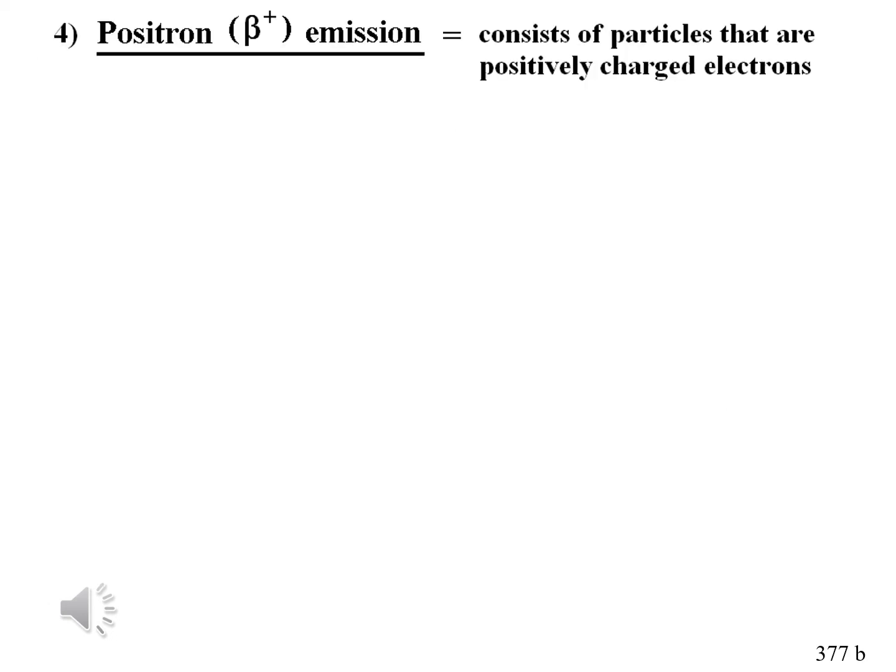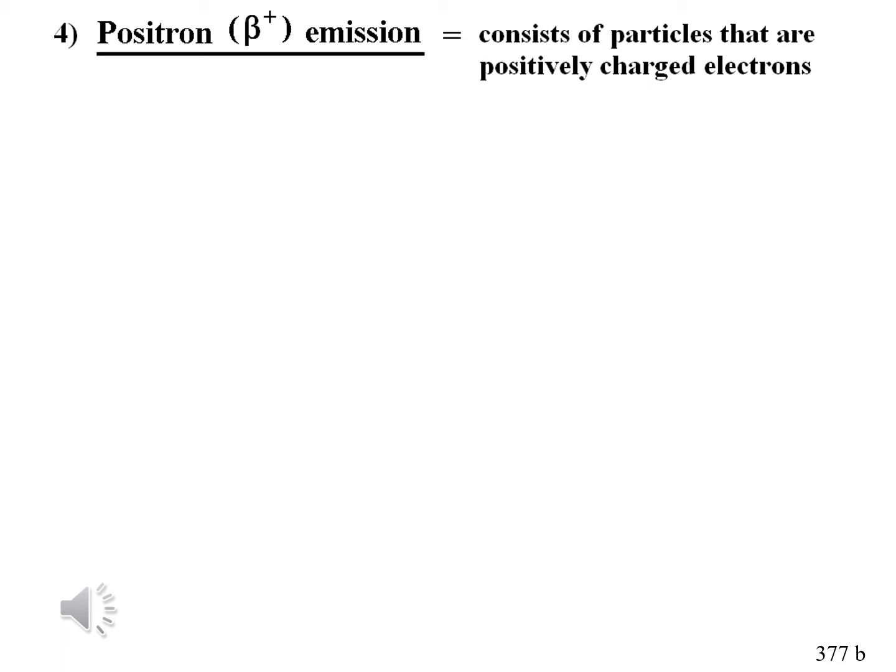The next kind of radiation we're going to talk about is positron emission. Now, if you look at the definition of this, you will think I lost my mind. I'm telling you that positron emission consists of particles that are positively charged electrons. So first, I told you there's electrons in the nucleus. Now I'm telling you there's positively charged electrons. I want to show you that this really is true.